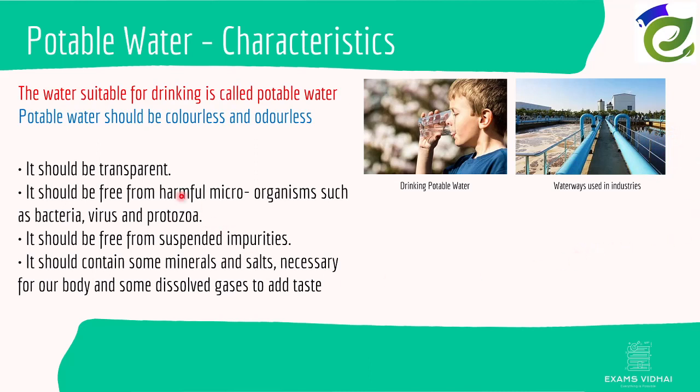So these are the main characteristics of potable water. It should be transparent, free of microorganisms, and free of impurities. It should contain some minerals and salts for our basic mineral and vitamin needs.